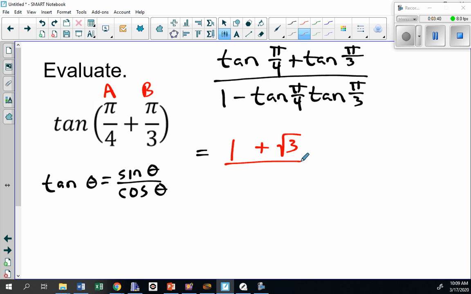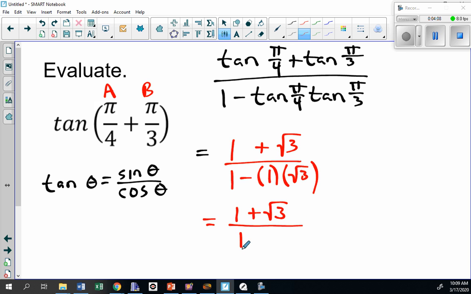If you're having trouble with that, just leave a message and we can put a video to remind you of how to do that. Then looking at the denominator, tan pi over 4, we already said that was 1. And then tan pi over 3 is also square root of 3 again. Now we do need to simplify this as much as possible. So 1 times square root of 3 is square root of 3. Now, the problem here is we have a radical in the denominator, so we need to rationalize.